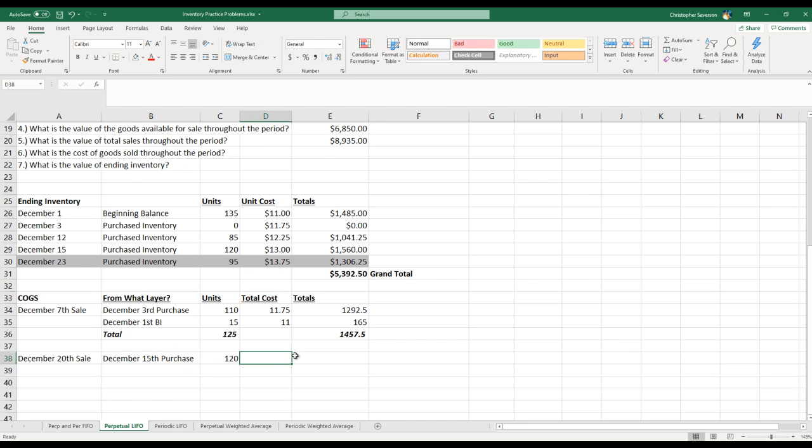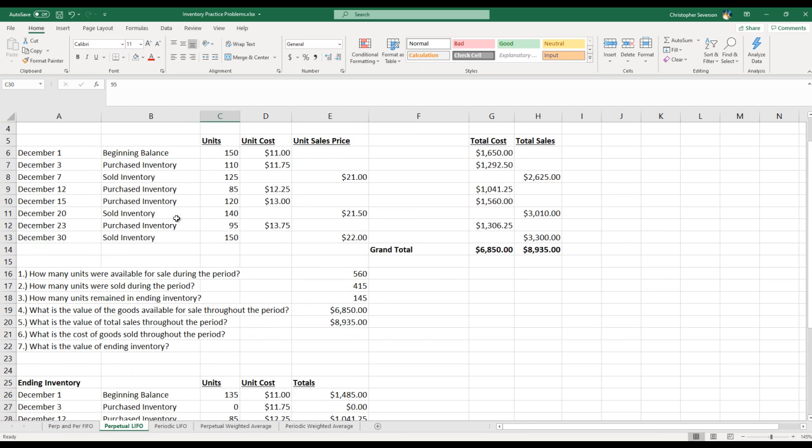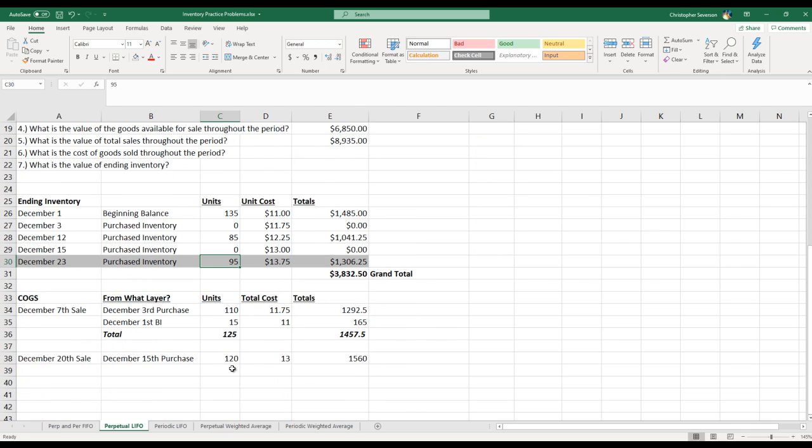Those were $13 a piece. So if we multiply those out, we get $15.60. So now we use this up. That's gone. Update it. We needed 140 though, so we still need 20 more.